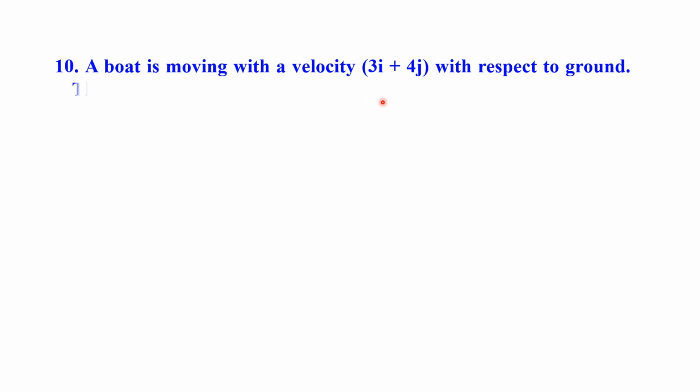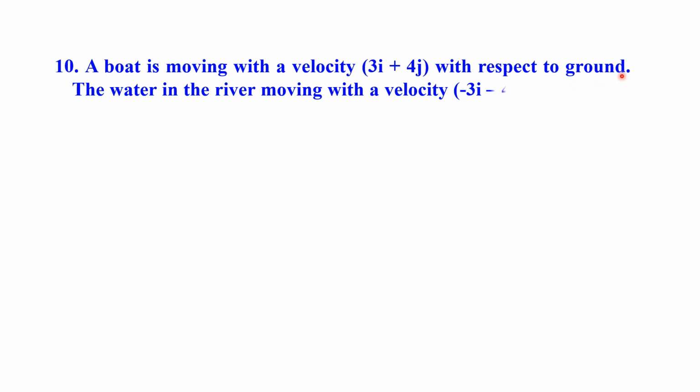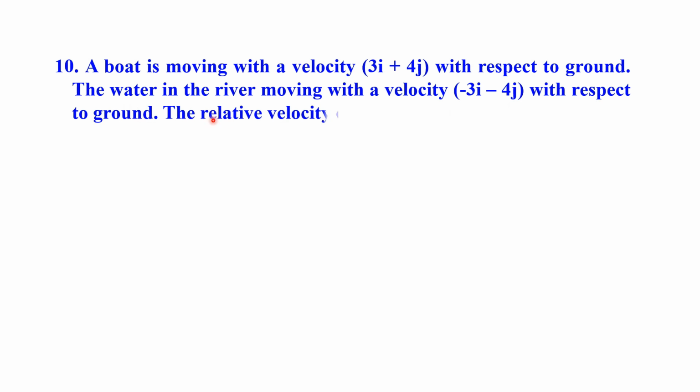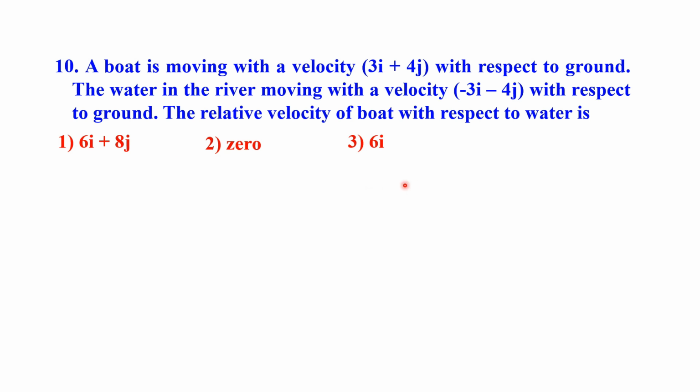Next one. A boat is moving with a velocity 3i plus 4j with respect to ground. The water in the river is moving with velocity minus 3i minus 4j with respect to ground. The relative velocity of boat with respect to water is 6i plus 8j, 0, or 6i, 8j. Now let us go to the solution.